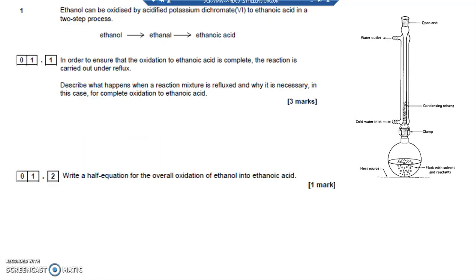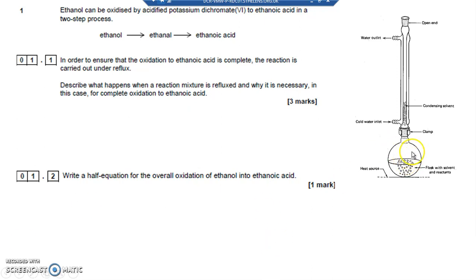Ethanol can be oxidized by potassium dichromate, so ethanol will turn into ethanal and continue to make ethanoic acid if heated for a prolonged time, a process called reflux. In order to ensure that the oxidation to ethanoic acid is complete, the reaction is carried out under reflux, and I've drawn a diagram on the right hand side.